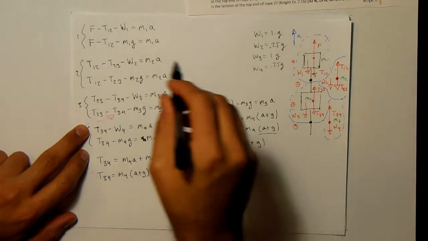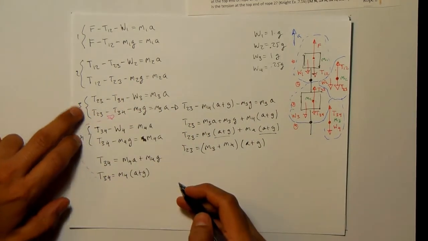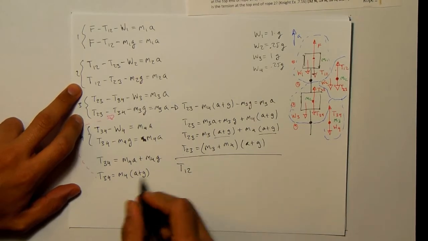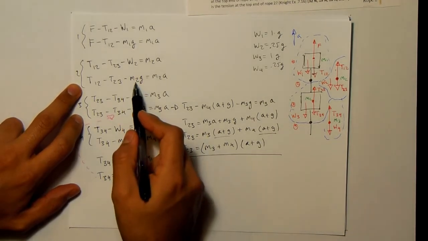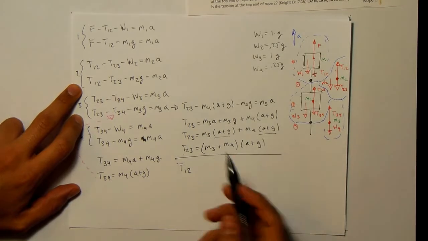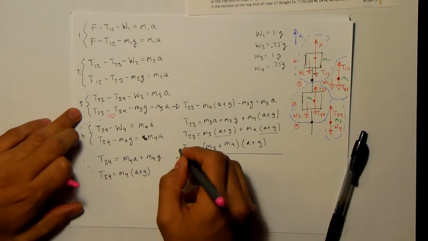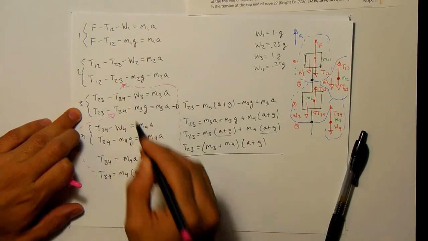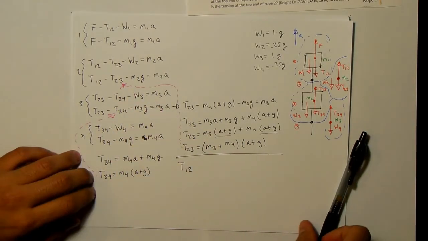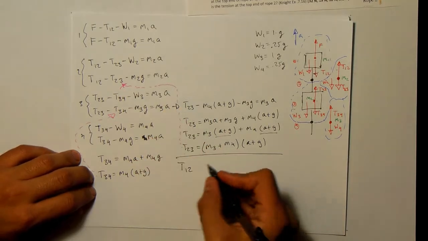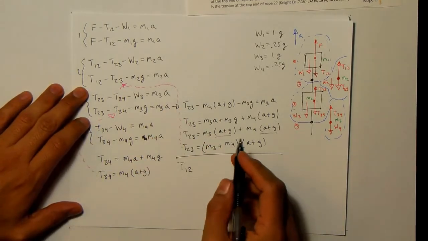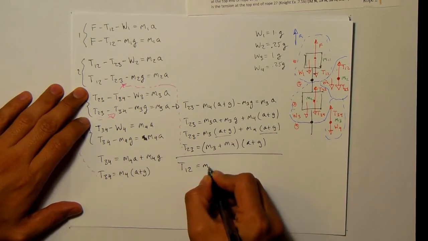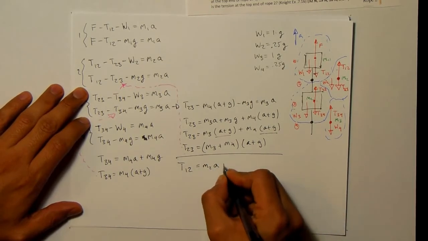Then this is going to go into T1-2, and I'm going to skip a few steps. I'm going to preemptively move this term over to the right-hand side. Actually, I'll move both of them to the other side. So T1-2 is equal to M2A plus M2G.